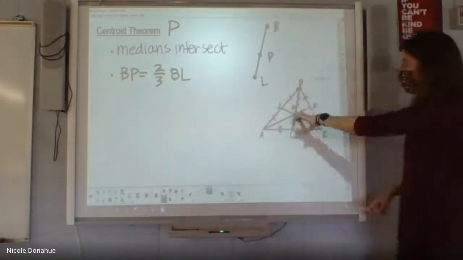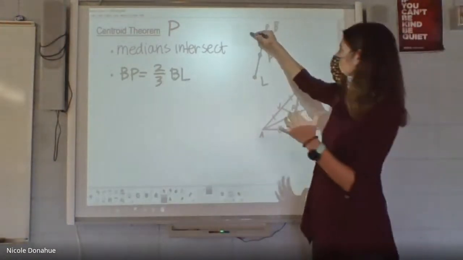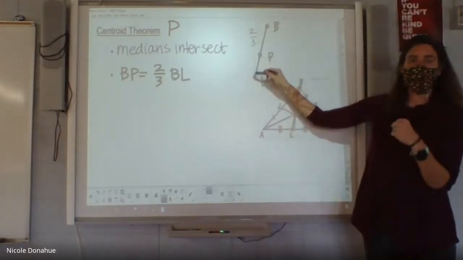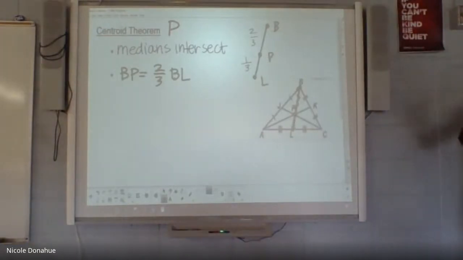So what this point P does is it divides this line into parts. So this is 2/3, and then what would be left for this part? 1/3. So point P does that to every one of these lines.